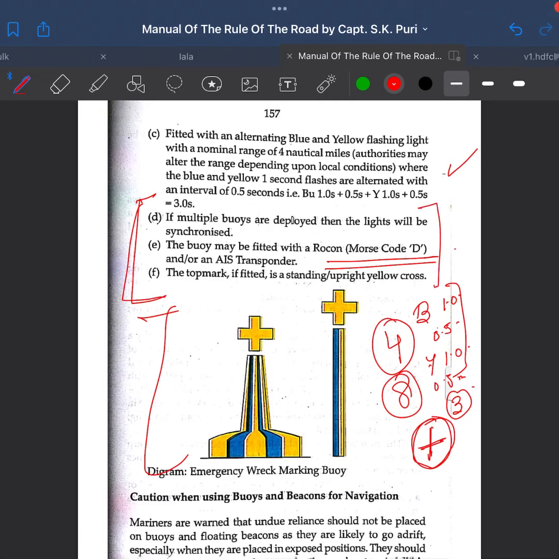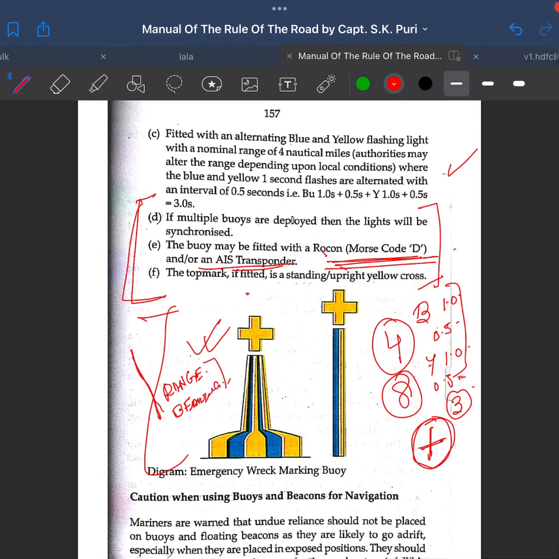And from this portion there will be a question from MMD: how will you determine this emergency wreck buoy in restricted visibility? You can answer that, sir, it has been fitted with a Racon, not Rockon, the spelling is Racon, Racon Morse D, or an AIS transponder. So easily you can pick this buoy up on your radar. You'll get a bearing, and also range and bearing. Racon means radio beacon. So from a radio beacon you can get a range and a bearing also.